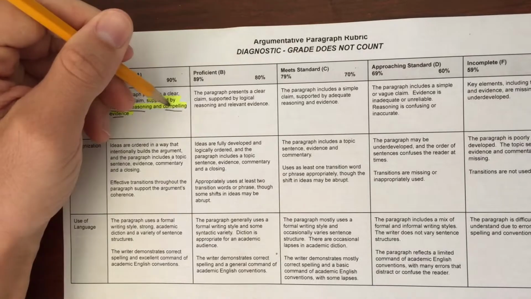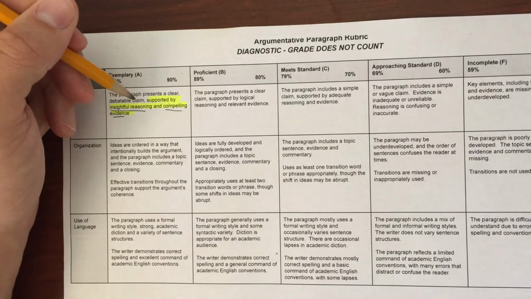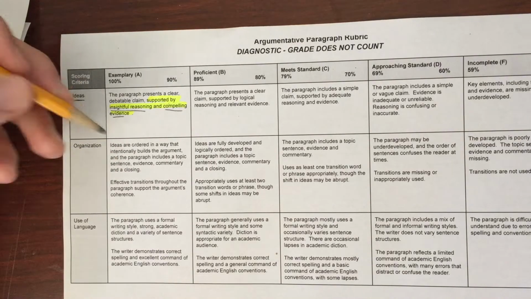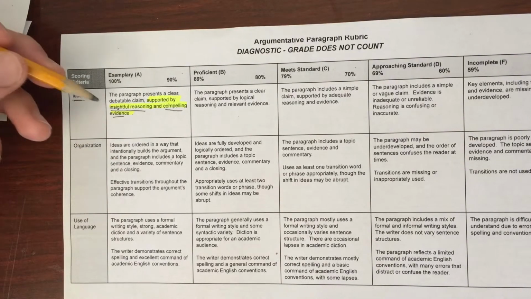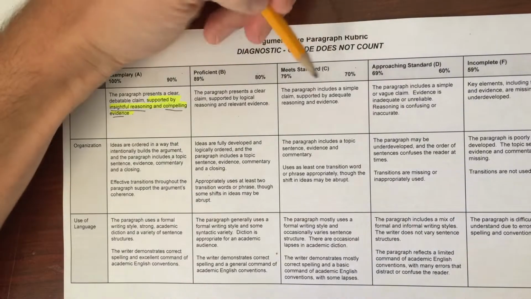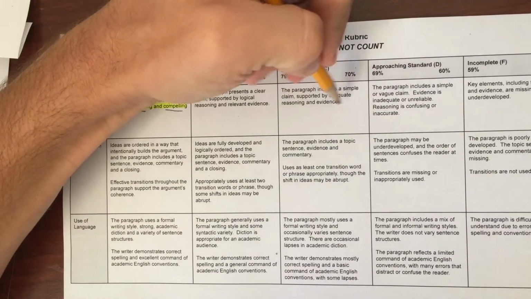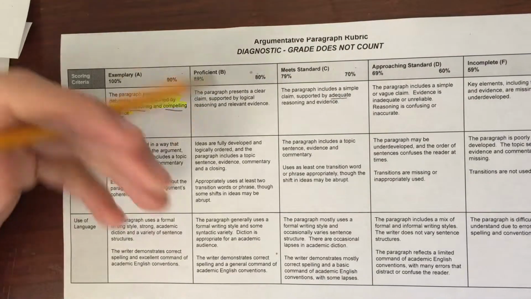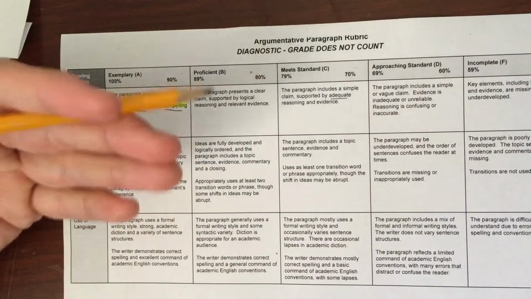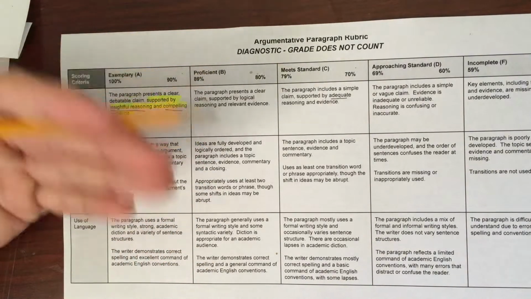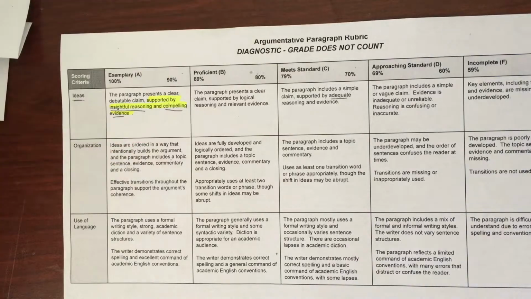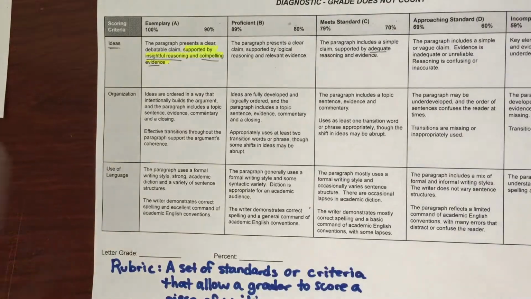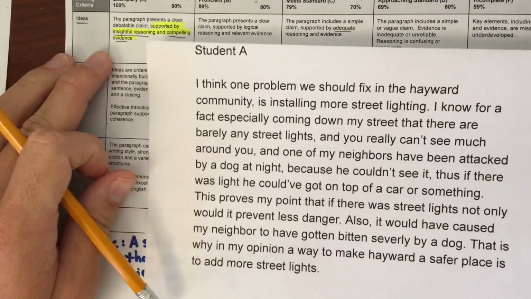The words insightful and compelling are very, very strong adjectives. This is someone whose paragraph is very, very thoughtful, considers all sides of the argument, and really leaves the reader convinced of what they're trying to prove. Compare that to, for a C, this person just used adequate reasoning and evidence. Adequate is a word that just means it was good enough, but it doesn't leave you very convinced. You can see their argument, but you're not necessarily convinced. Okay, so take a second to look at this rubric, and then we're going to go over to Student A and see how they did.